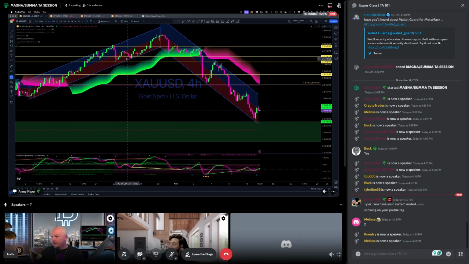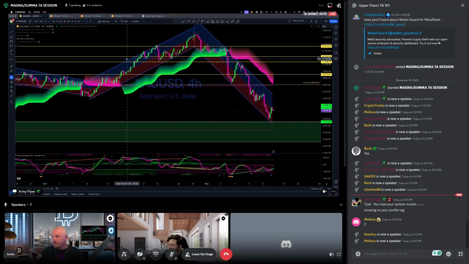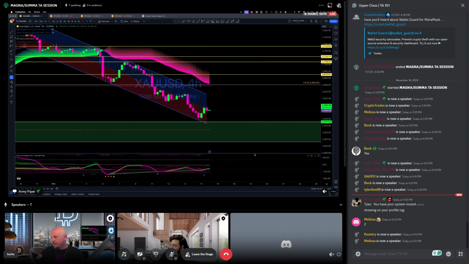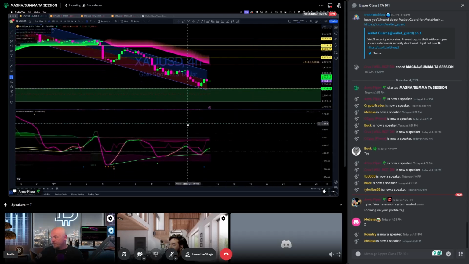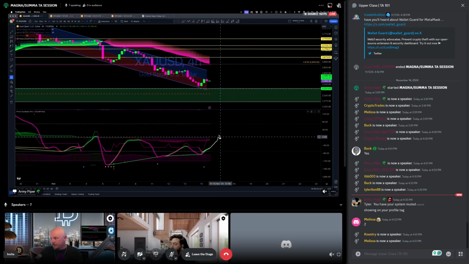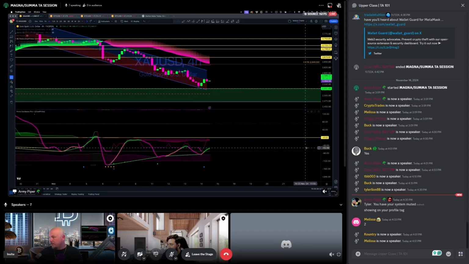Then the next thing I want to look at is my oscillator, and I want to see the ribbon breaking up above the zero line. That will give me exactly the volume factor. And finally, if none of that played out, I'll be looking at a breakout of the blue line at the top, a retest on that blue line, and then off we go, being above the zero line of the oscillator at the same time.